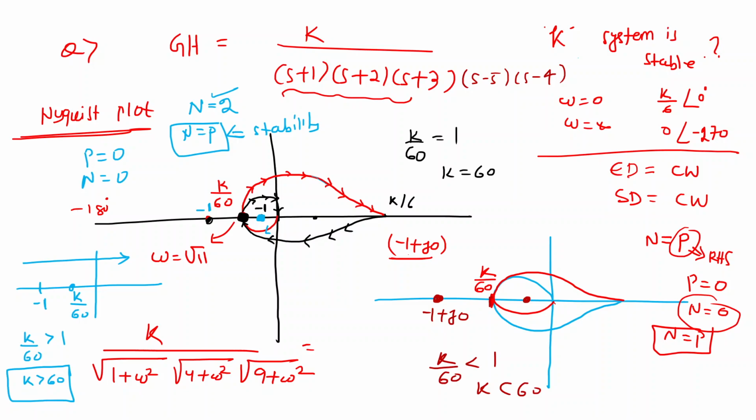You understand how to find out the K value for system stability? Now clear, right?